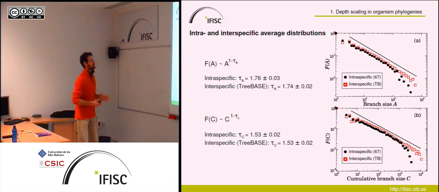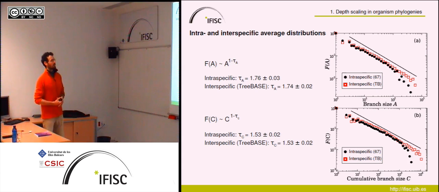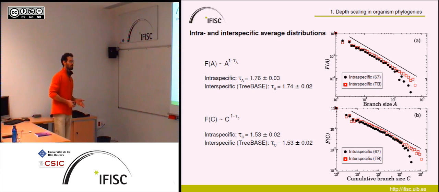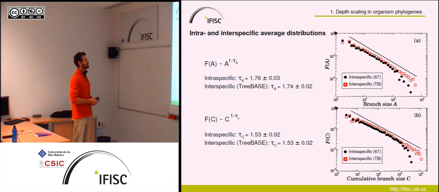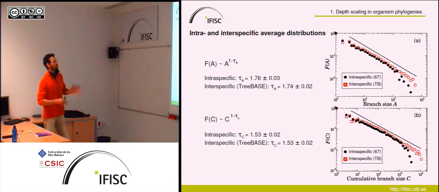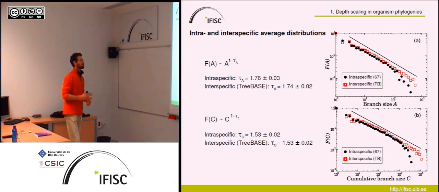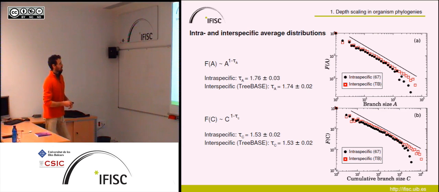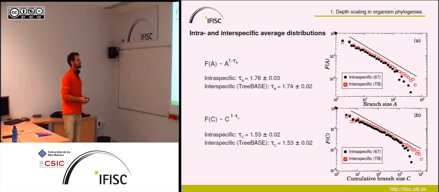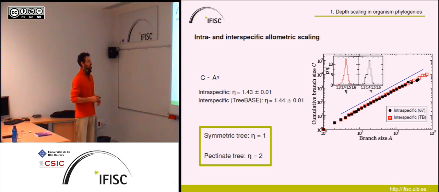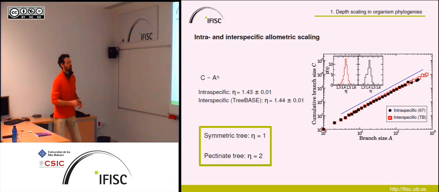The first analysis that we did was the characterization of the branch size and the cumulative branch size distribution. For that, we analyzed the complementary cumulative distribution function. In both cases, for the branch size and for the cumulative branch size, both functions displayed a power law scaling. Both data sets, the intra and the interspecific, show similar scaling for the branch size distribution and for the cumulative branch size distribution.